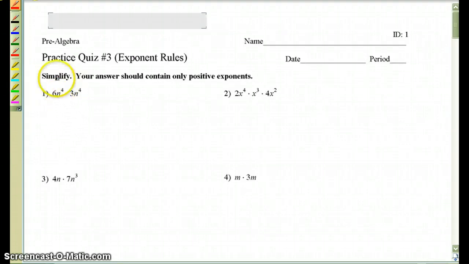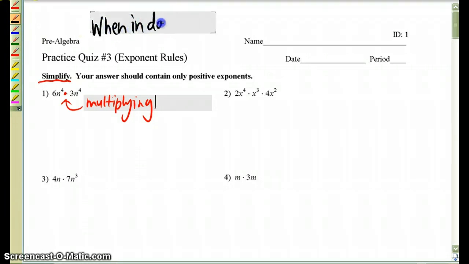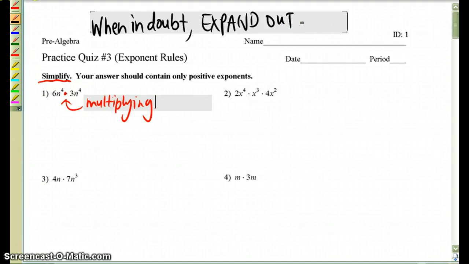Number 1, because we're simplifying, and here I notice there's a multiplication symbol. So I know that I am multiplying numbers, okay. Now because I'm multiplying, there is a little rhyme that I haven't taught you guys, but it's called "when in doubt, expand out." So if you see a question with an exponent and you're not sure, just write it out. And then hopefully that'll help you recall what we're doing.